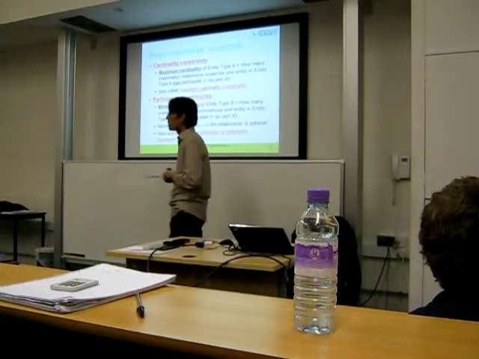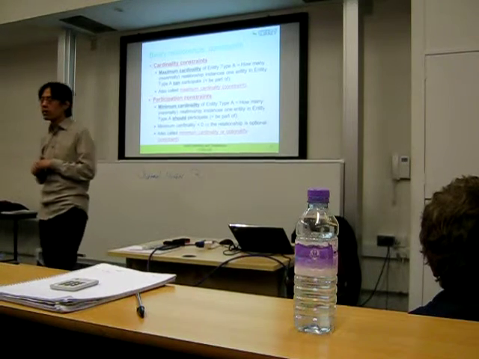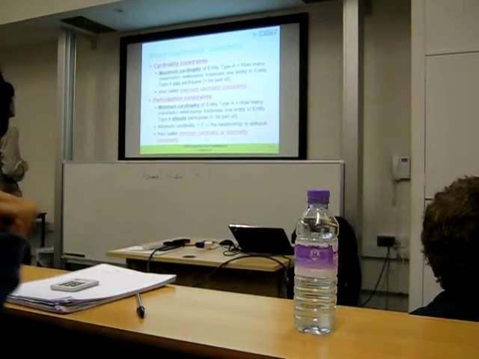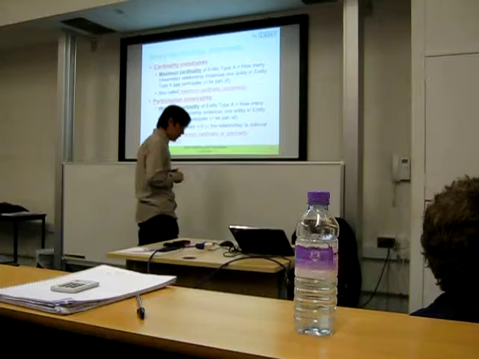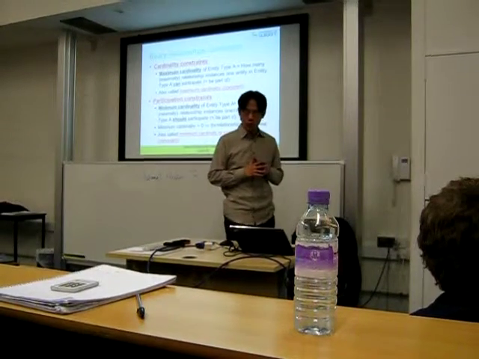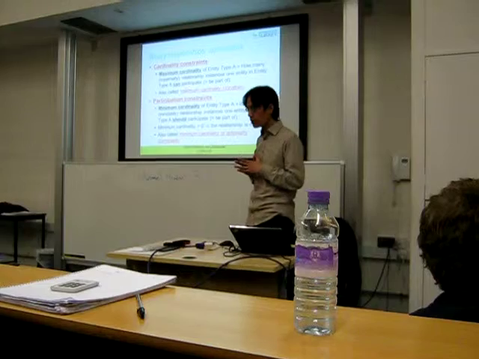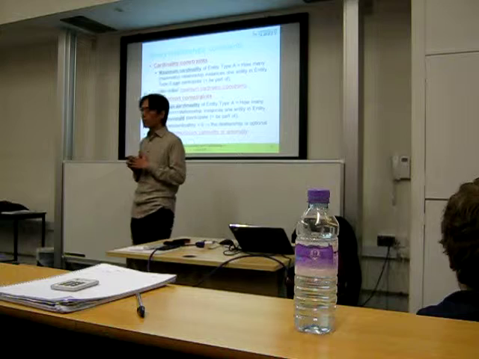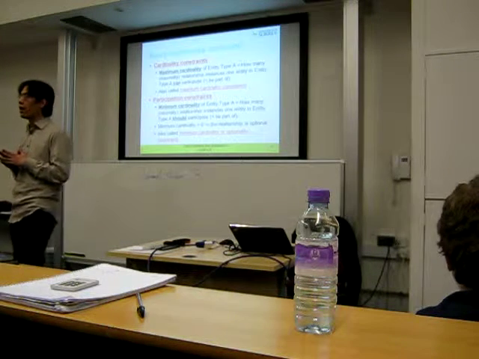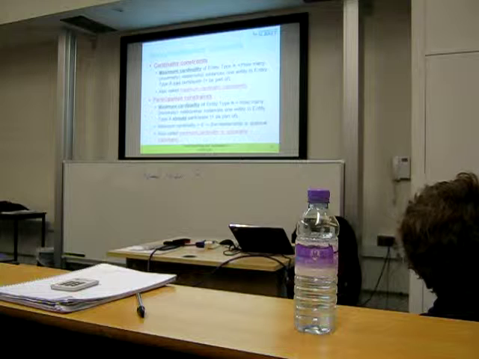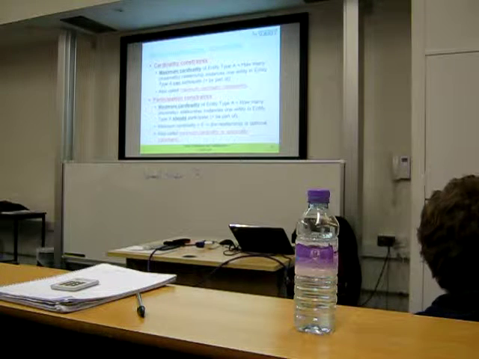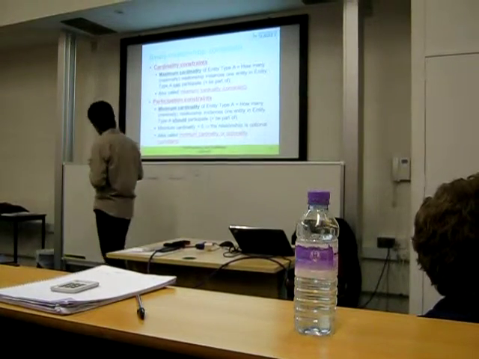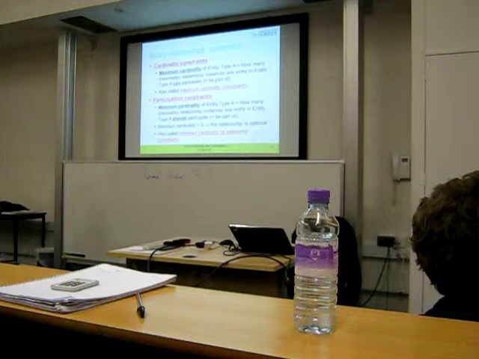Okay, another complicated part comes. For relationships, the most complicated things are about constraints. There are two types of constraints. One is called cardinality constraints, the other is called participation constraints. Although there are two, I put them together because actually they are like the same thing. They also have different names. Cardinality is also called maximum cardinality, and participation is also called minimal cardinality.